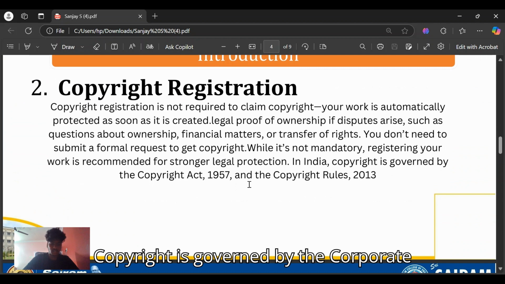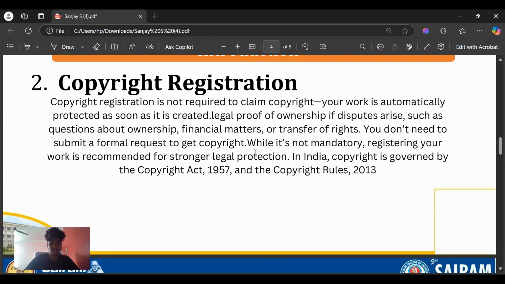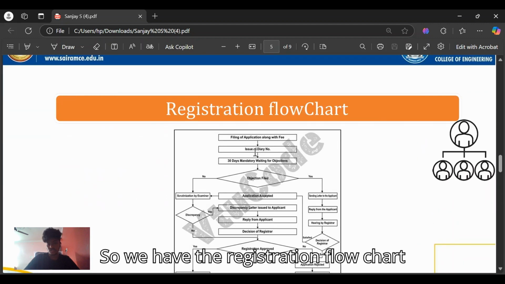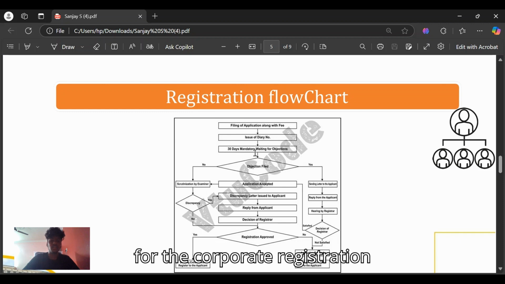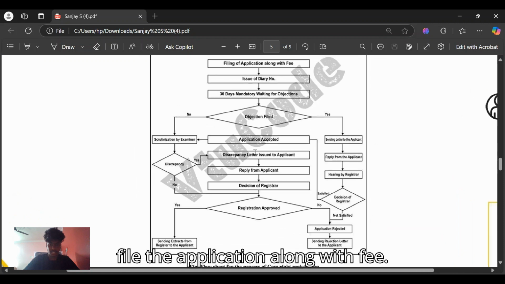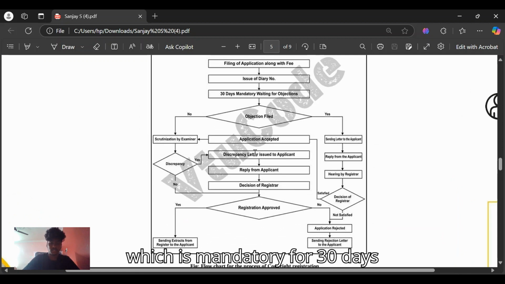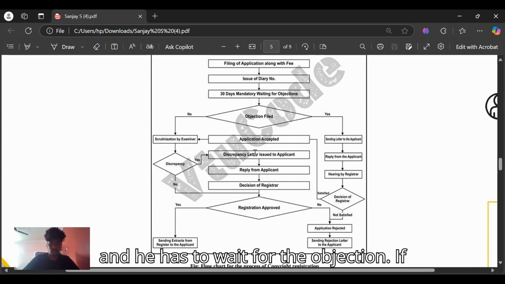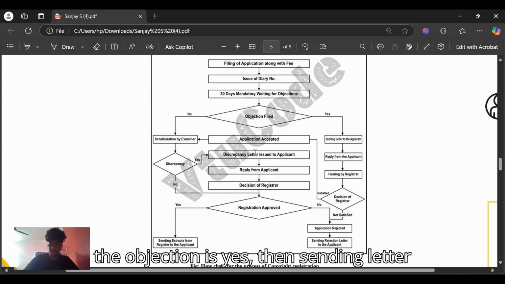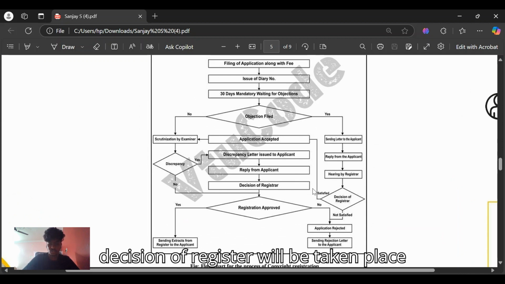Copyright is governed by the Copyright Act 1957 and the Copyright Rules 2013. So we have the registration flowchart, where the applicant will file the application along with the fee. After that, a diary number is issued, and there is a mandatory 30-day wait for objections. If there is an objection, a letter is sent to the applicant, the applicant replies, there is a hearing by the Registrar, and the decision of the Registrar is taken.